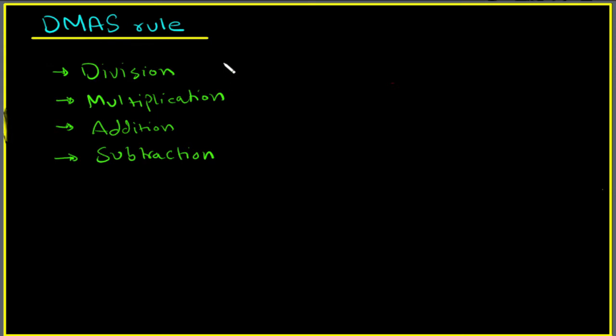The point is, why DMAS? Why not, for example, the MADS rule? Why not MADS? Why DMAS? The point here is that the order in which we do addition, multiplication, division, subtraction, and all the other operations, like solving a bracket, is to be done in a particular way. They have a specific order to be solved, just so that we can avoid confusion.